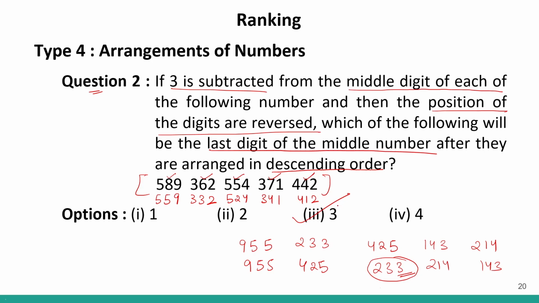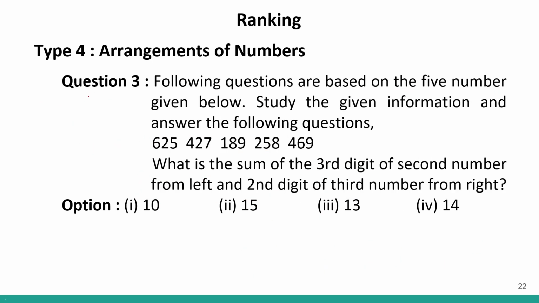So basically we had to do 3 operations. The first operation was subtraction of 3 from the middle digit. The second operation was reversing the digits. The third operation was we had to arrange them in decreasing order, or descending order. Correct? So these 3 operations were being carried out. Then we had to find out the last digit of the middle number. That will be 3. So my answer will be 3. Clear?